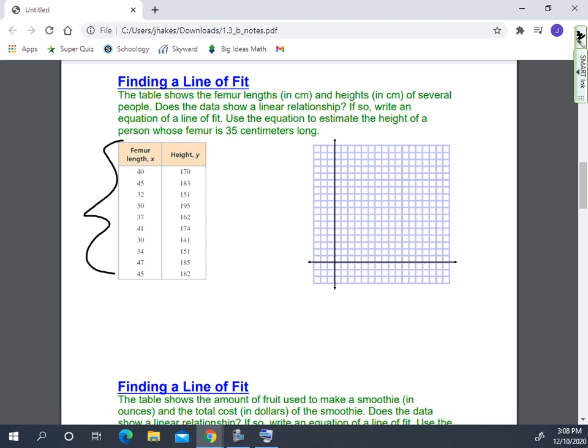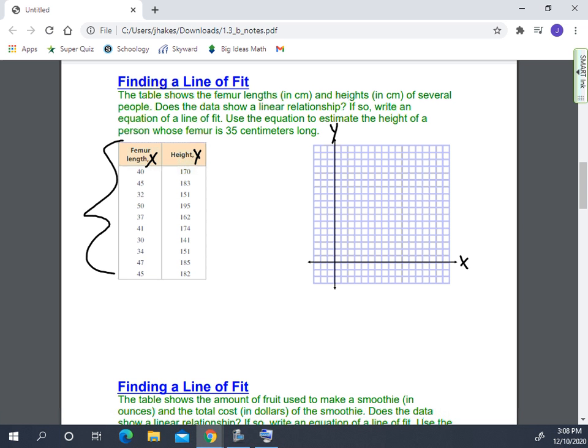Notice our femur length, that is our x, and our height is our y. Notice, right, that's our y, that's our x. It's important to know that. We have to get these numbers onto our graph over here. Now to do that, I need to think about it a little bit. I need to make sure I can get every number on that graph.